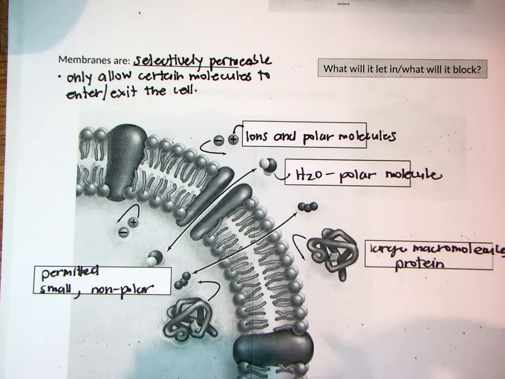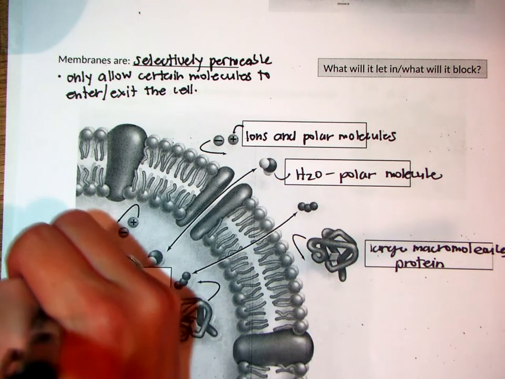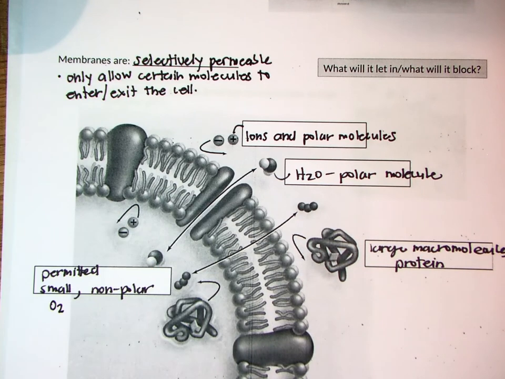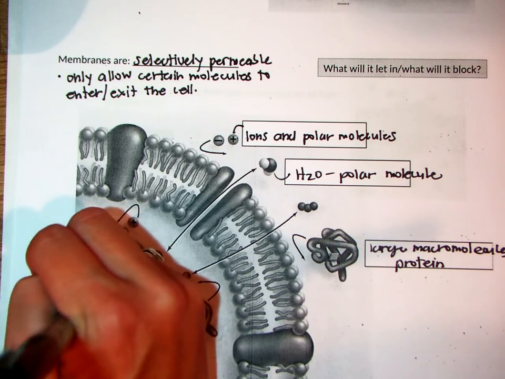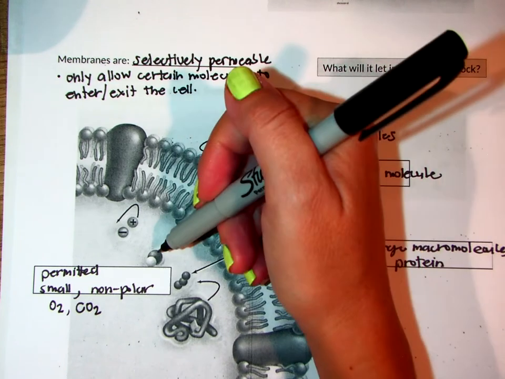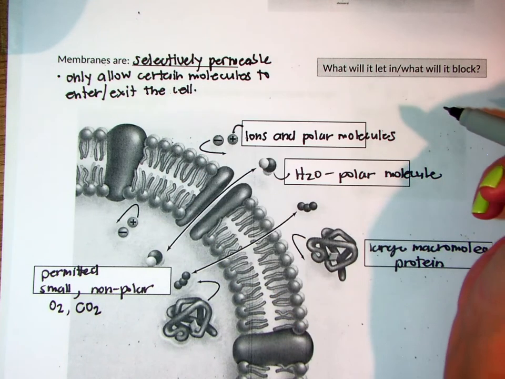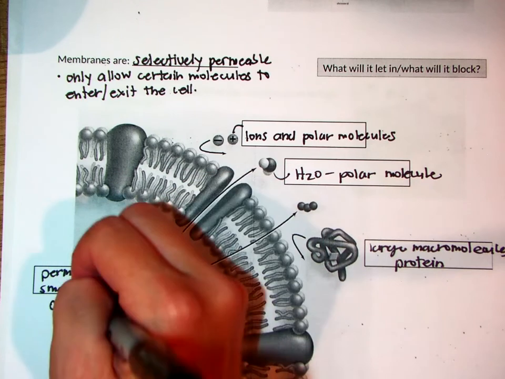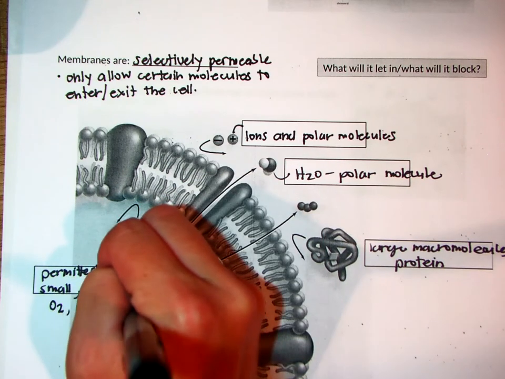And a couple examples of things that do diffuse across the cell membrane are oxygen gas, because it's so small and it's not charged, as well as CO2, which you'll learn when we get to cellular respiration. It's very important to get oxygen into the cell and CO2 out. And also steroids.